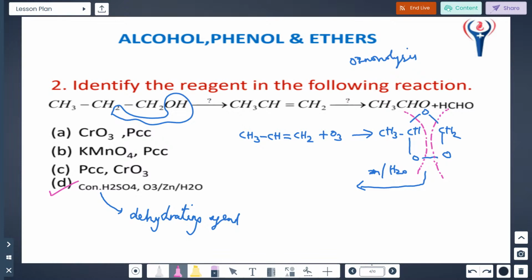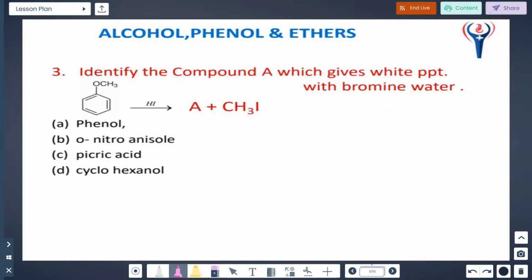Right. Next one. Third one. Added with the compound A which gives white precipitate with bromine water. Simple one. So we have to find out the compound A. HI means, suppose here I'll write it here, OCH3. Understood? It's the anisole, you know that. HI.